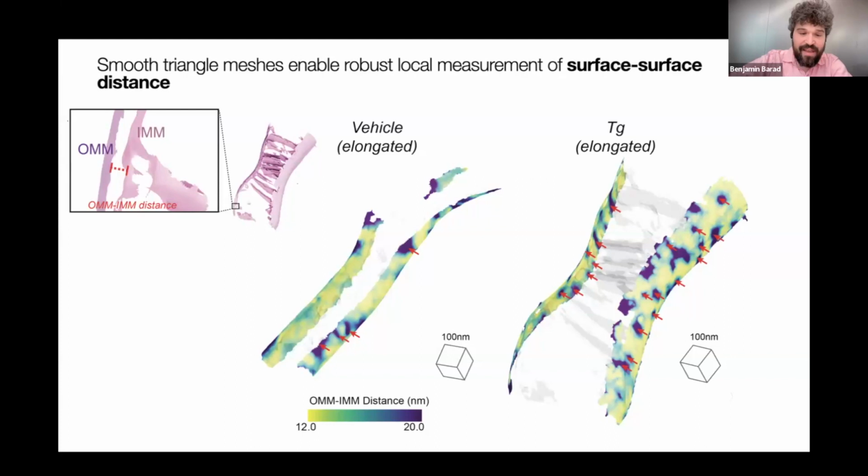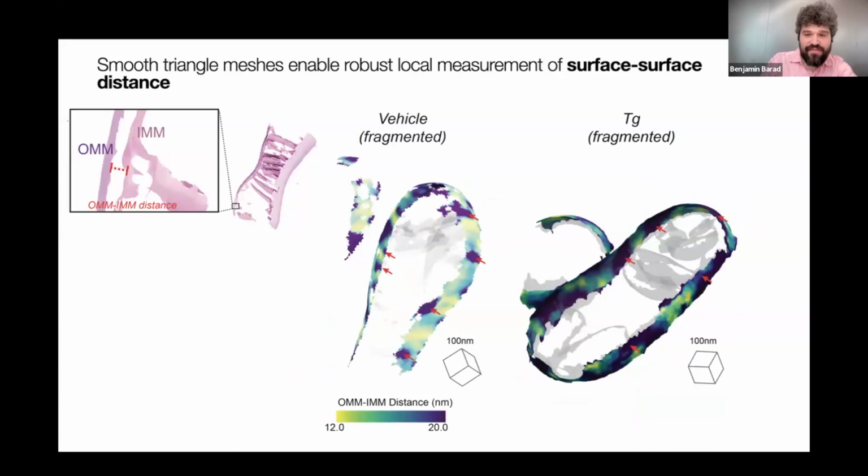So just to give you a couple of examples, these arrows are pointing out the cristae junctions, but for surface distance, you can measure really effectively. You just take every triangle and measure the distance to every triangle on the other surface. We did this for both the elongated and the fragmented population. We saw pretty big differences. We were quite surprised. You see some regions in the fragmented that are quite far away. This inner-outer membrane spacing is highly regulated, it turns out. We think that this is driving quite large-scale changes in function.